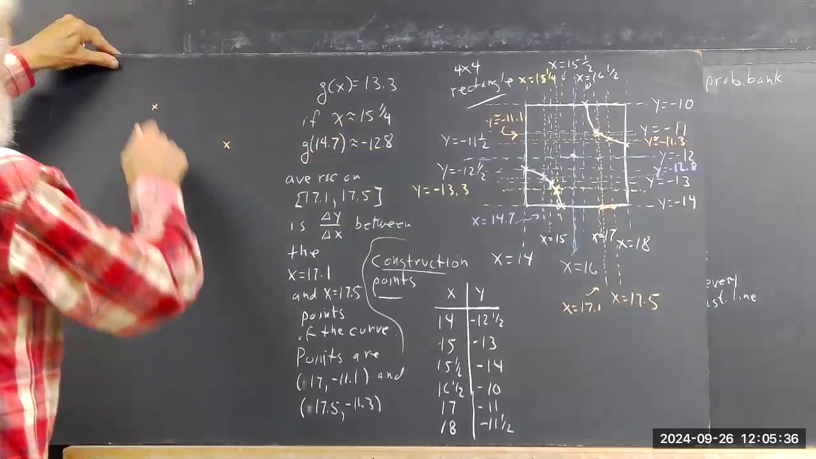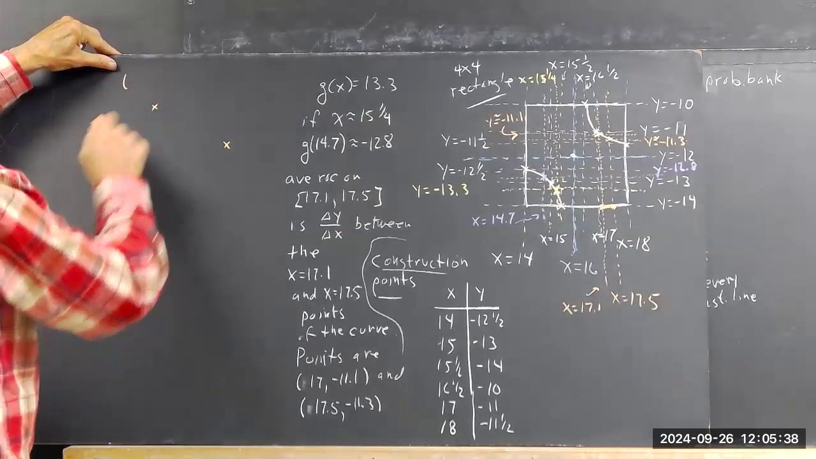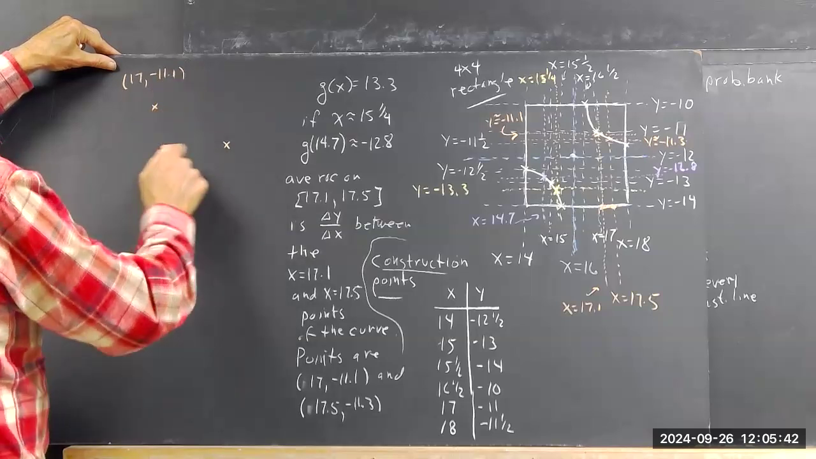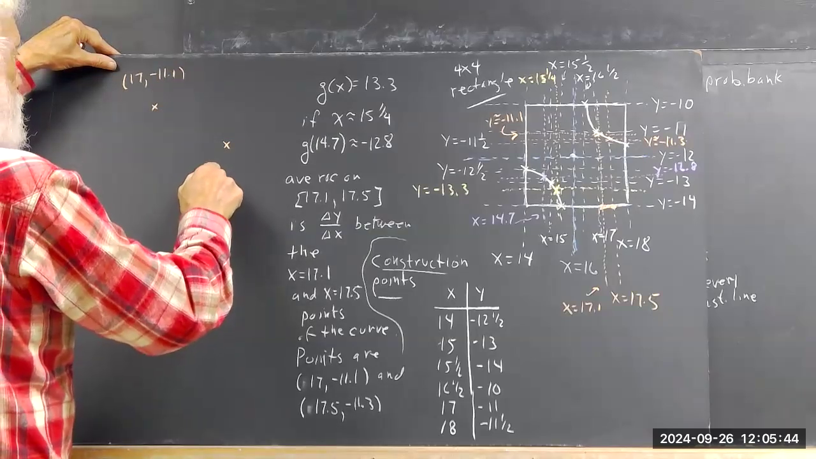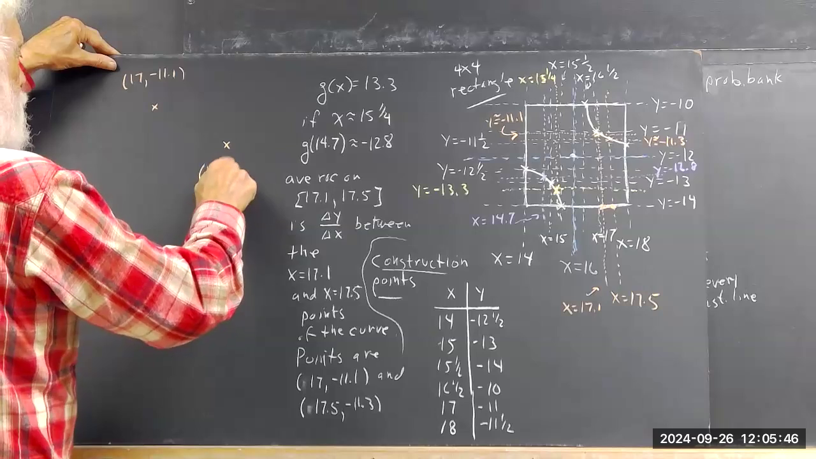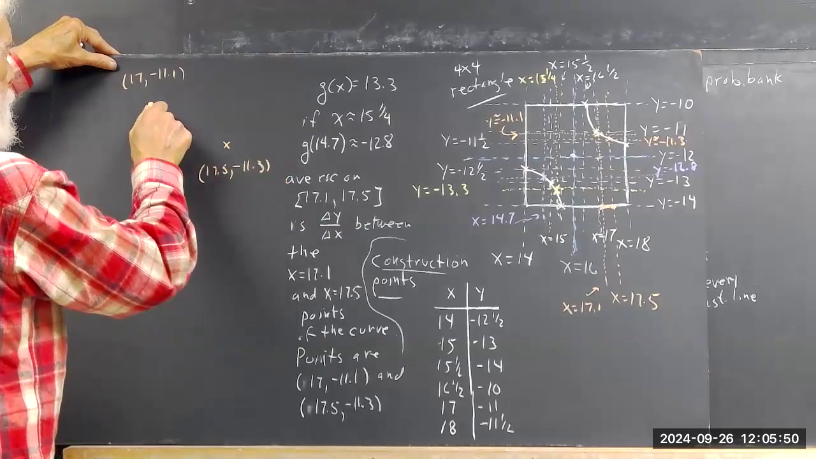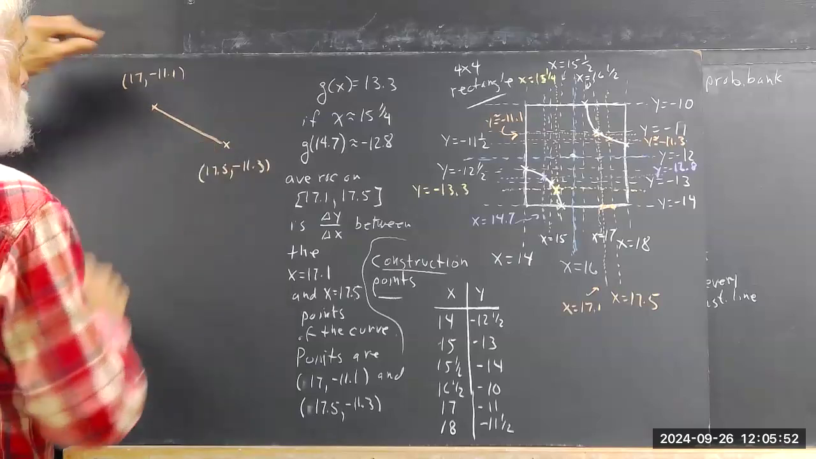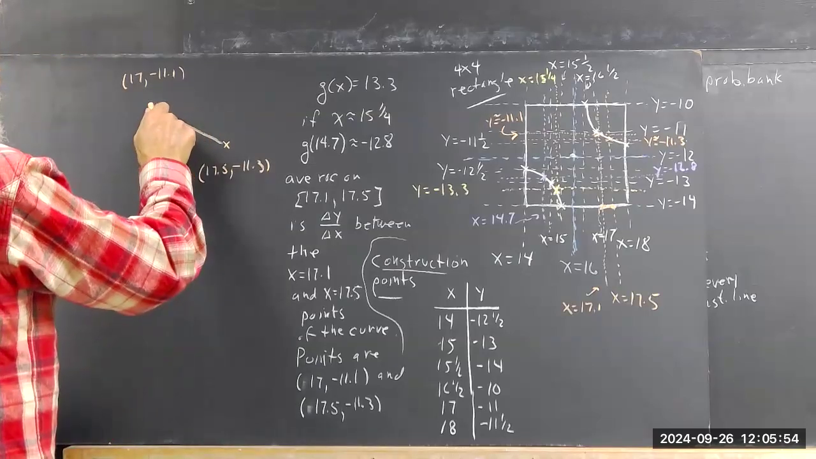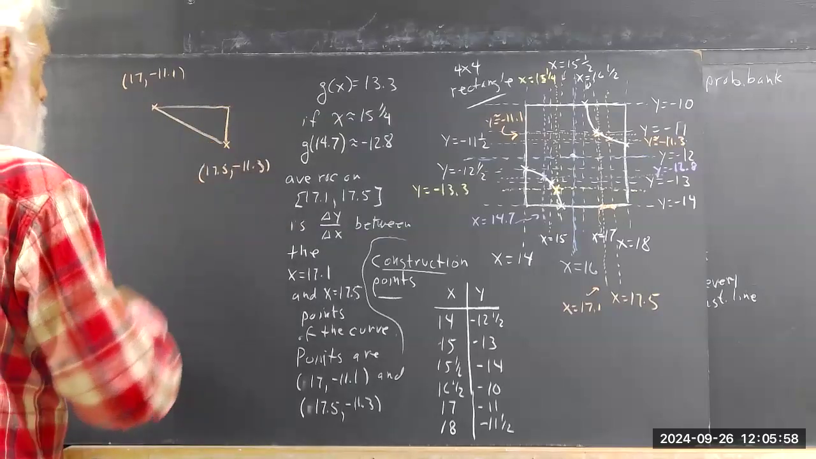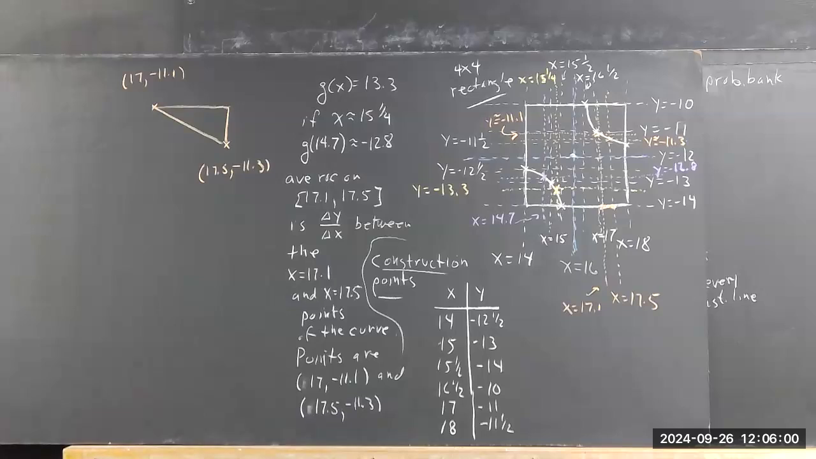Represent those two points. This point is 17, negative 11.1. This point is 17.5, negative 11.3. Draw a straight line between these points. I can construct the product we've seen. Call it the fundamental product.